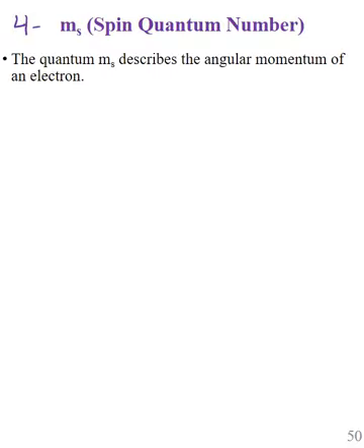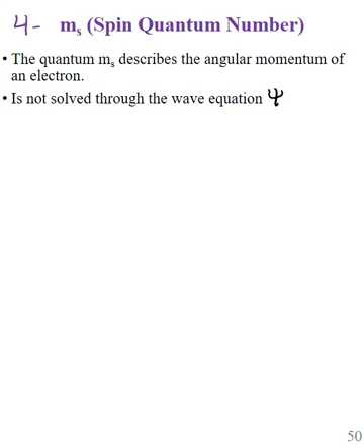The last quantum number we're going to look at is m sub s. So this is our 4th quantum number. The quantum number m sub s describes the angular momentum of an electron. That's just fancy to describe the way it spins. It is not solved through the wave equation. Okay, so you don't need to figure out what psi is. So you don't need that.